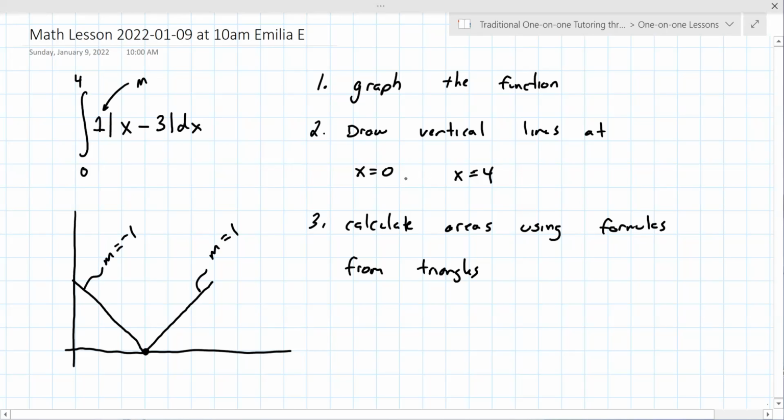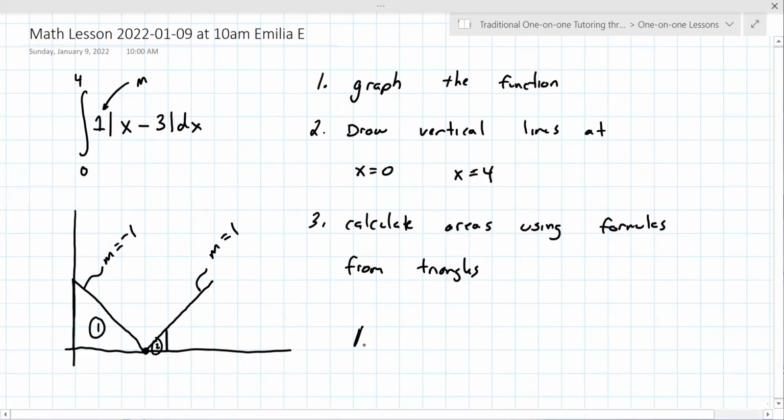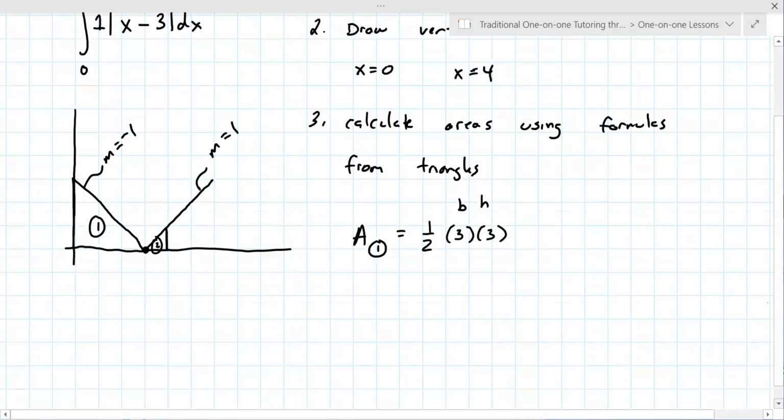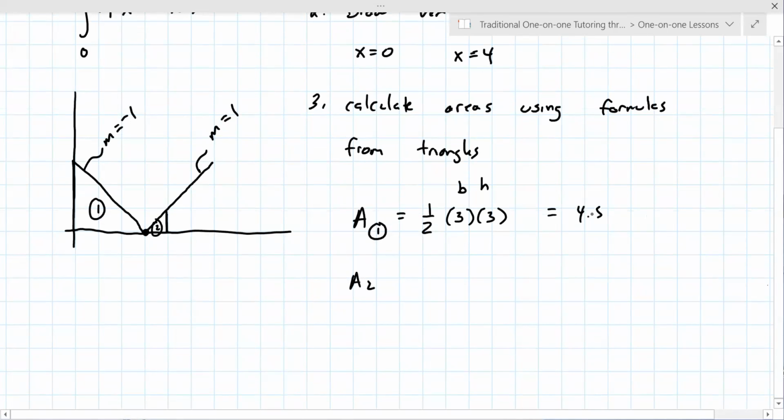So then you draw vertical lines at x equals 0 and x equals 4. And I see 2 regions there. Your area of region 1 is 1/2 base times height, because it's a triangle. So 4.5. And then the area of region 2 is 1/2 base times height again, but this time it's 0.5. Then you add them together to get 5.